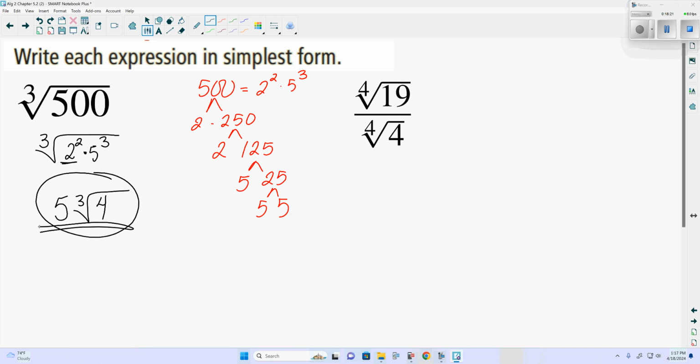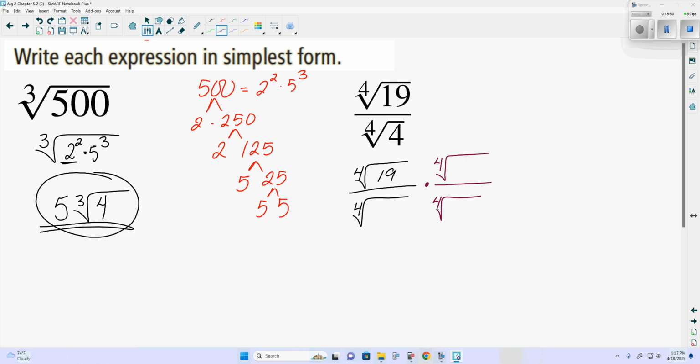You're right. 19 won't divide by 4, so we can't do it like previously as one radical and divide. So what we're looking for is something to multiply the top and bottom of this by so that the radical in the bottom of this fraction will disappear. Now, it's very tempting to say 4 cubed, but that's going to be a little too big.